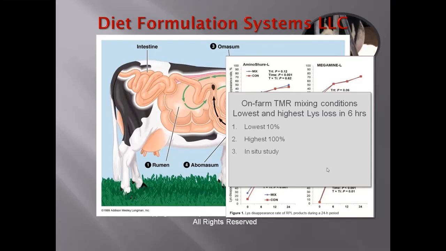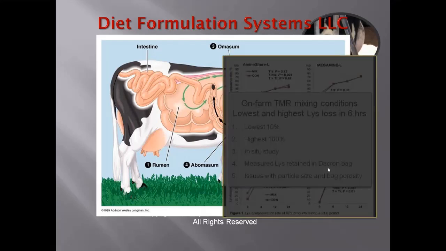But this was an in situ study. So what was being measured was lysine retained in the Dacron bag. And there could certainly be issues with particle size and bag porosity. Small particles escaping the bag considered as lysine that was lost. And that could be an issue if, but only if, the small particles that leave the bag actually contain lysine. Okay, and there's no way to capture any of that here. So rather than get into the nitty-gritty of this, we don't have to. We can look at the moisture study and find out all we need to know. So we're going to forget this.